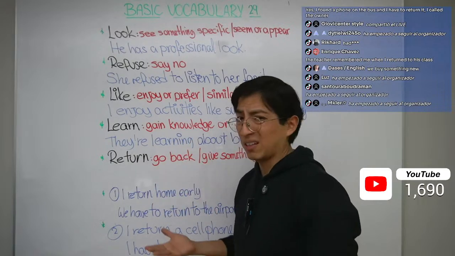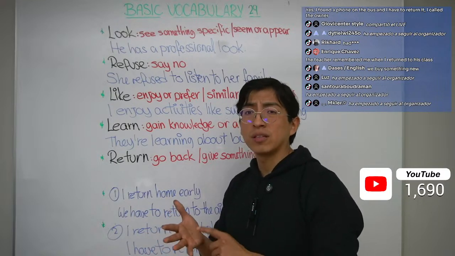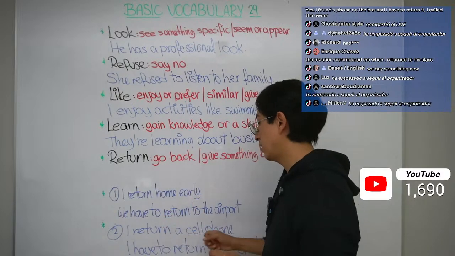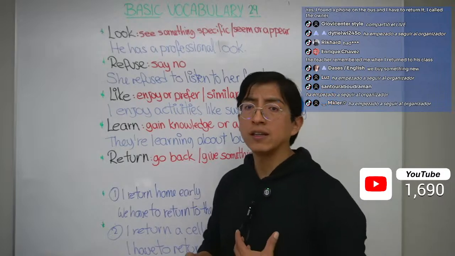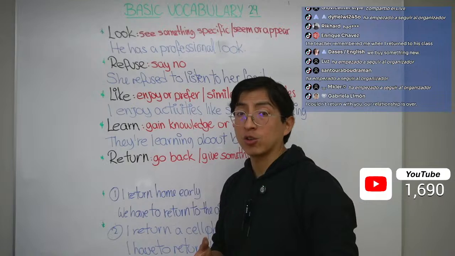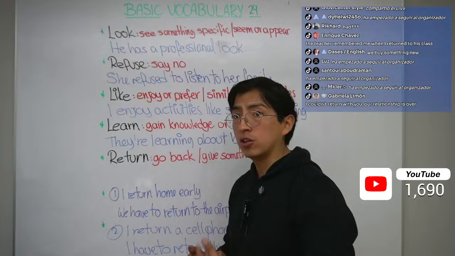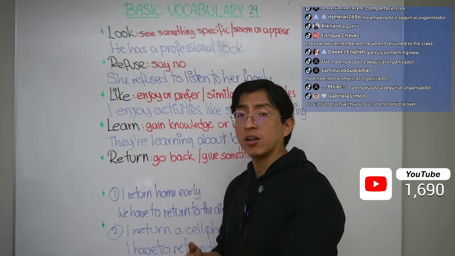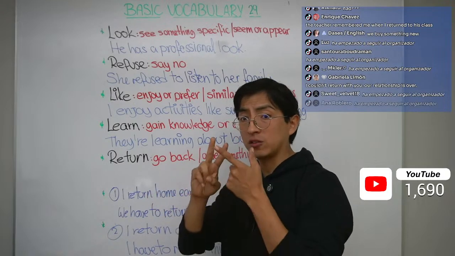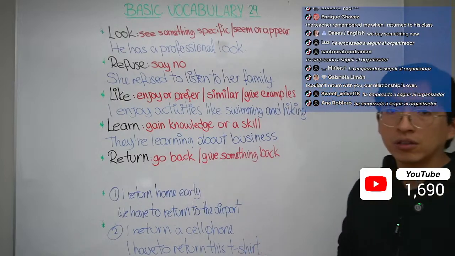And you can use it with a cell phone too. You can return a cell phone to the store because the cell phone isn't working correctly. So remember, you can return a cell phone to its original owner, in the case this person has lost the cell phone, or return the cell phone to a store because it doesn't work correctly. This has two meanings here. Very good, guys. Take a screenshot, and now let's read your sentences.